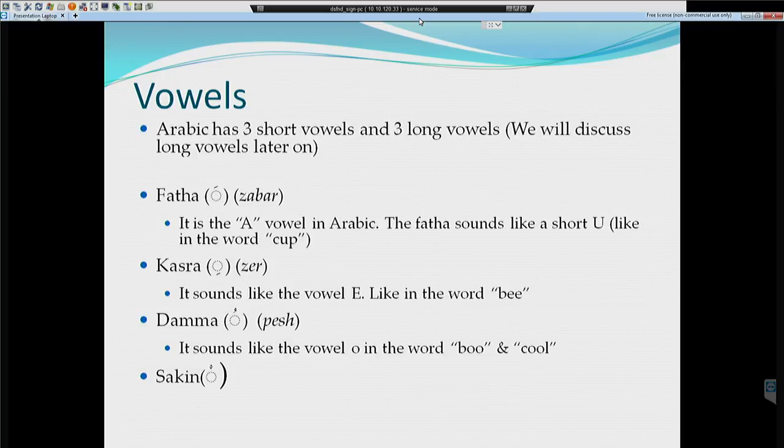A sakin is a pause in recitation. You just stop right there. Ta. So the noon, when you stop there, there's a sukoon over it, a sakin. On the meem, there's a sakin over there. Ta. To stop on a letter.